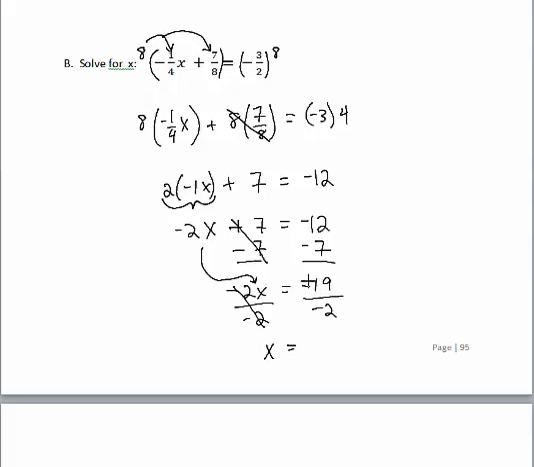On the right, the best I can do is say that the double negative rule makes the 19 over 2 positive, and I'll leave this as an improper fraction. And so my solution is 19 over 2.